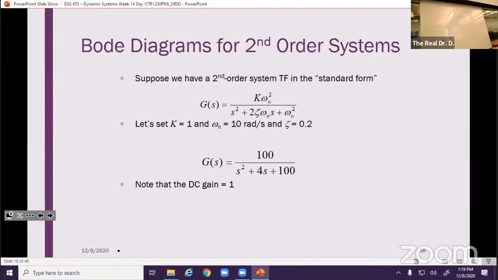There it is. Yes, you plug in 0 for s. If you do that, what are you left with? You're left with 100 over 100. Or, as some people call that, 1.